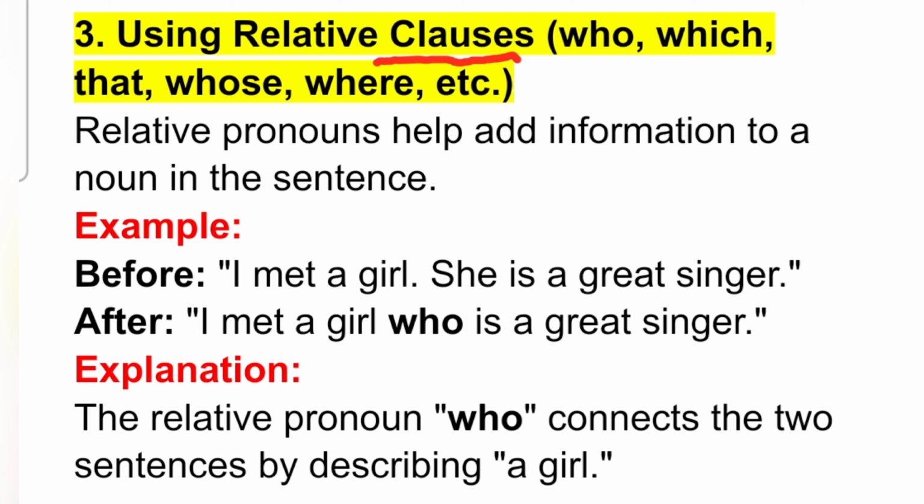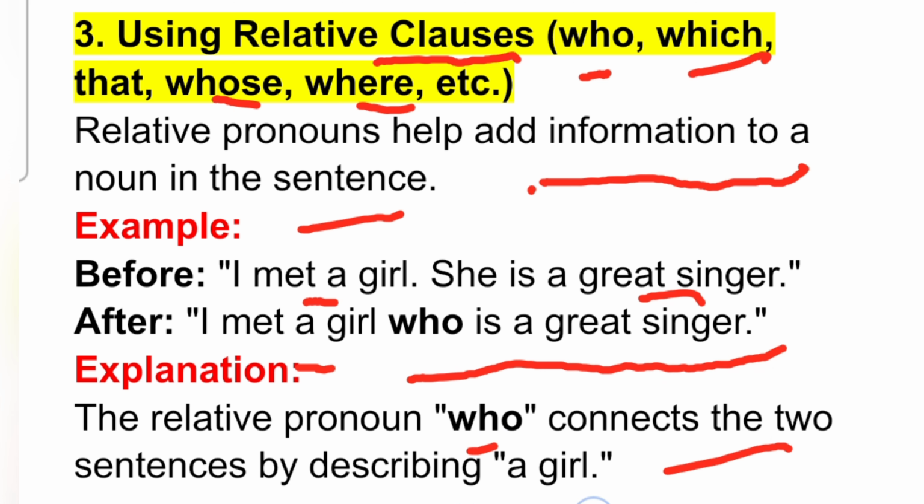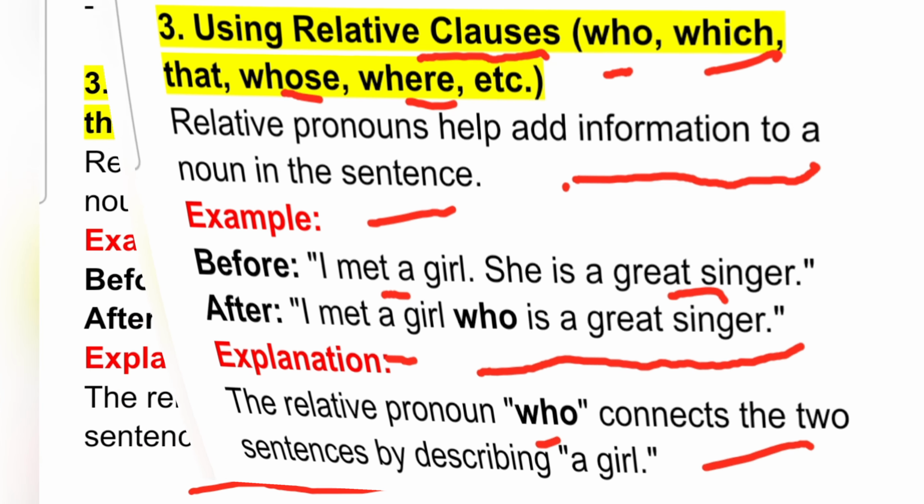Using relative clauses. Who, which, that, whose, where. These are the words which are relative clauses. So relative pronouns help add information to a noun in the sentence. Let's see. Example, I met a girl. She is a great singer. I met a girl who is a great singer. So relative pronoun who connects the two sentences by describing a girl.